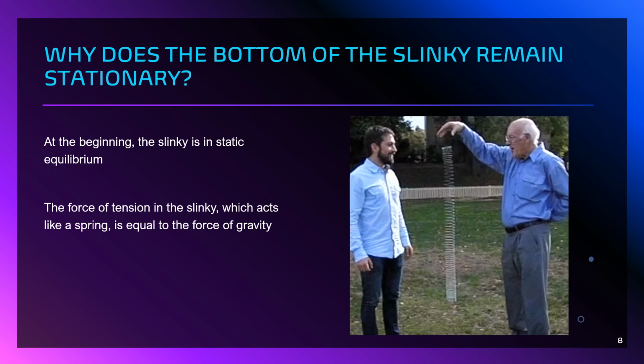So then to answer the question, why does the bottom of the Slinky remain stationary? While the top of the Slinky is still above the bottom of the Slinky, there is a tension force in the Slinky because the Slinky basically just acts as a big spring. And so during this time, the force of the tension in the Slinky is equal and opposite to the force of gravity. And so therefore the bottom doesn't move. But then as soon as the top part comes into contact with the bottom part, it's able to fall.